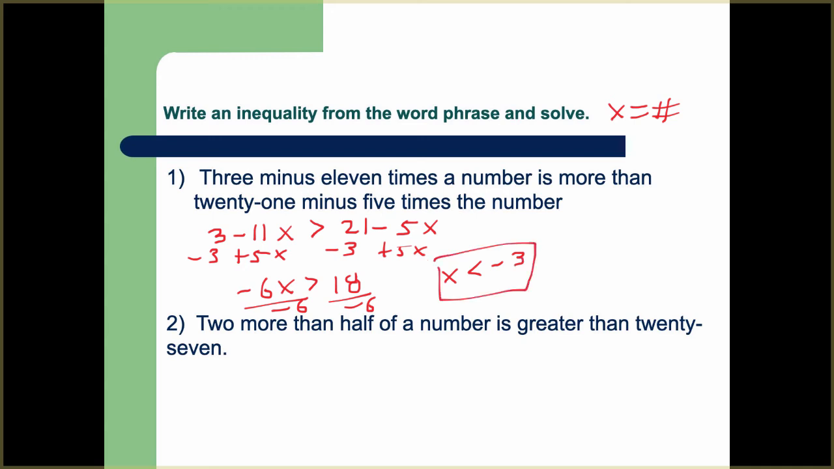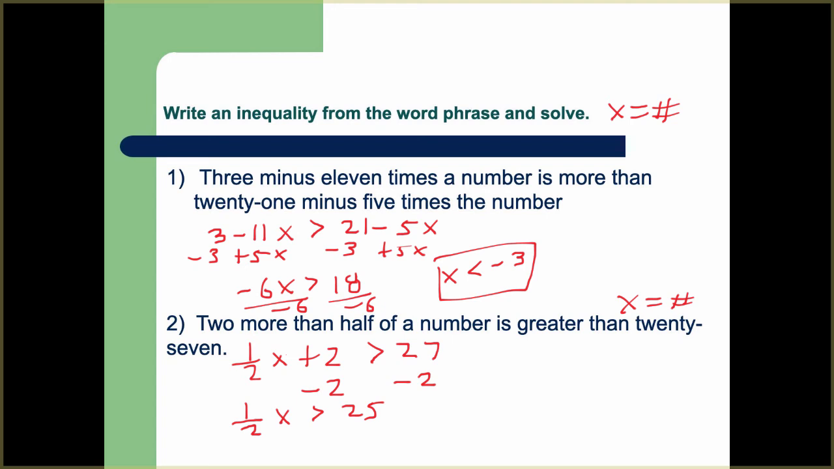Next one we have is 2 more than half of a number. So half of a number, again, I'm going to use x as my number. So 2 more than half a number. Half a number is 1/2 x, and we want 2 more than that, so plus 2 is greater than 27. All right, to solve this, we are going to get the x by itself. We're first going to move the 2 over. So we get 1/2 x is greater than 25.